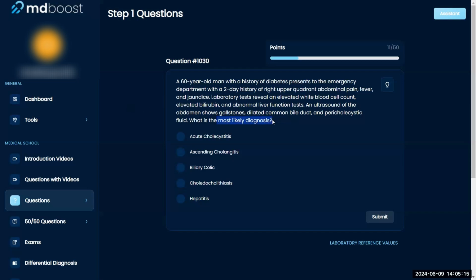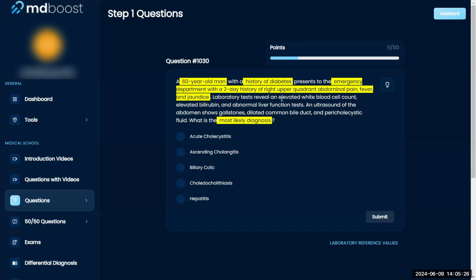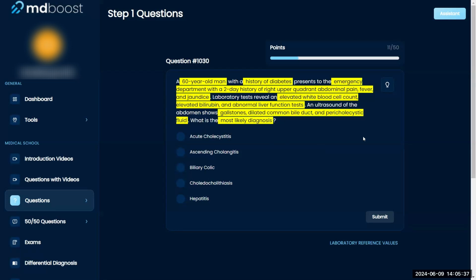Okay. What is the most likely diagnosis? A 60-year-old man with a history of diabetes presents to the emergency department with a 2-day history of right upper quadrant pain, abdominal pain, fever, and jaundice. Lab tests reveal an elevated white blood cell count, elevated bilirubin, and abnormal liver function tests. An ultrasound of the abdomen shows gallstones, dilated common bile duct, and pericholecystic fluid. What is the most likely diagnosis?